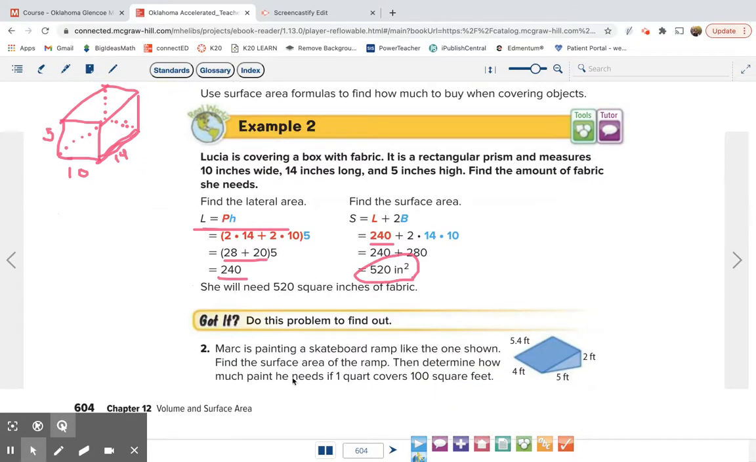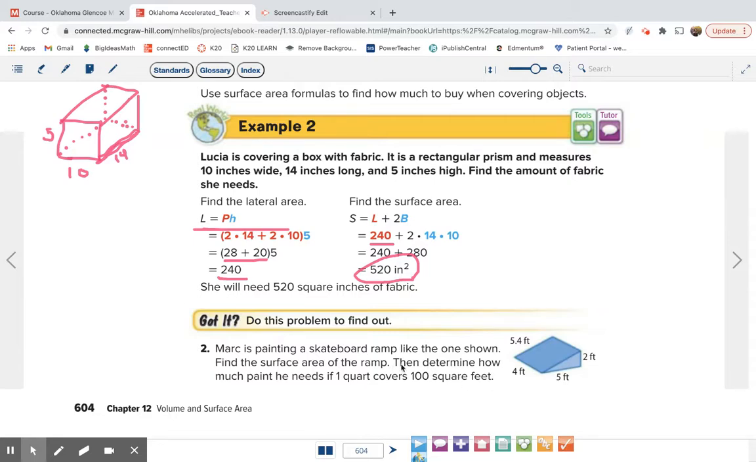So I'm going to have y'all try one kind of totally jumping type of problem, but try number 2. Let's see. I'm not going to make you do the last part when it says determine how much paint he needs if 1 quart covers 100 square feet. You can look at the realistic problem, but I'm not going to make you go back and see if he has enough paint.